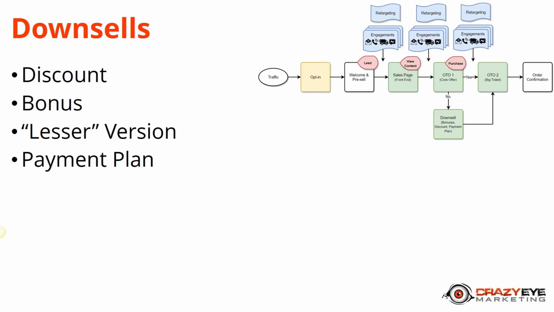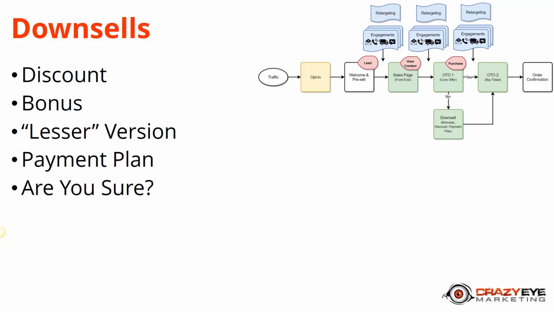Another option could be to just offer a payment plan. So if your OTO number 1's expensive, maybe people don't want to spend $200, $300 right away. But if you break it into 2, 3, 4, 5, 6 payments, they might be more inclined to take you up on your offer. So could you offer a payment plan for your downsell?